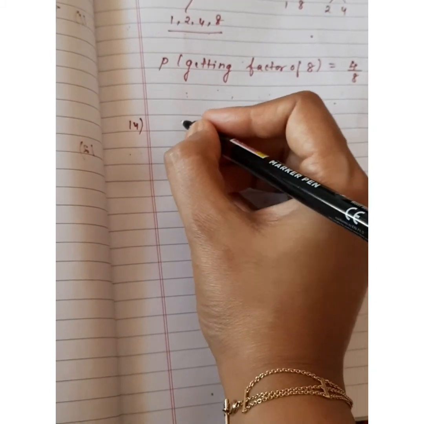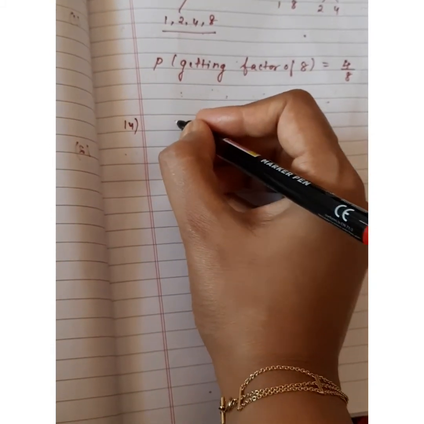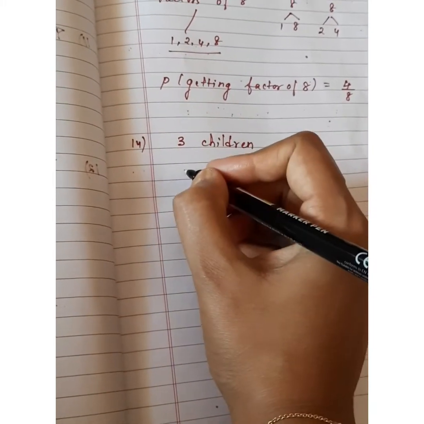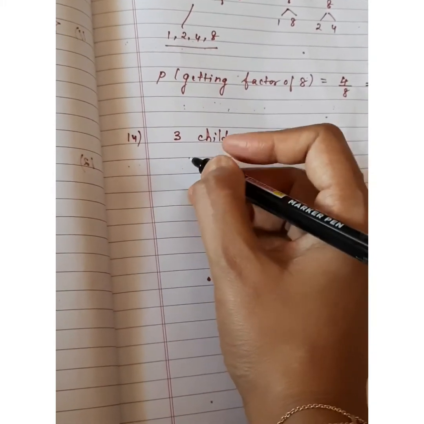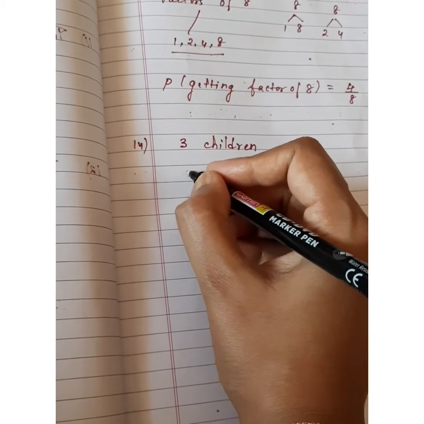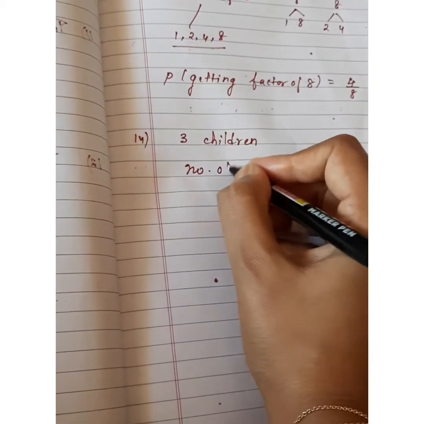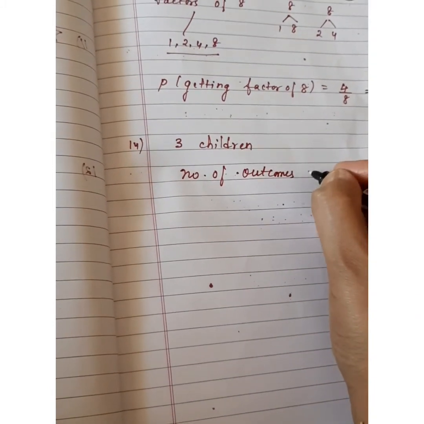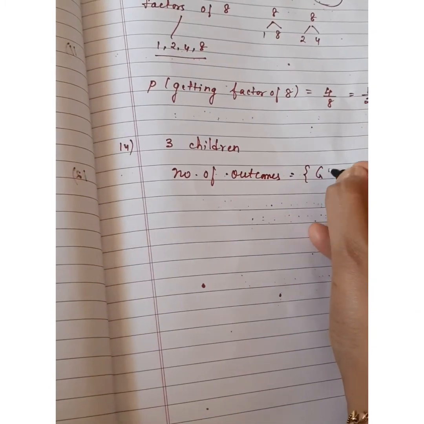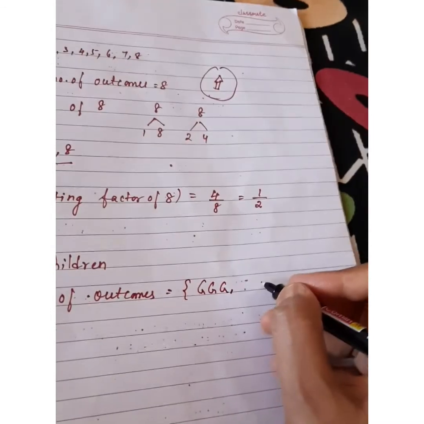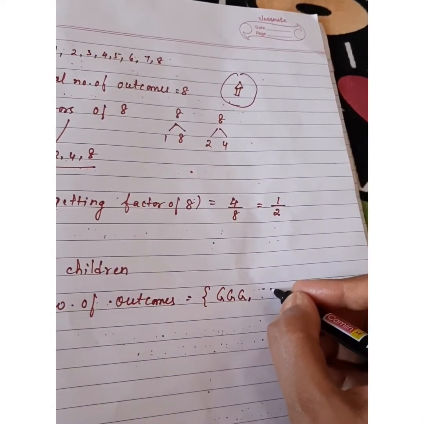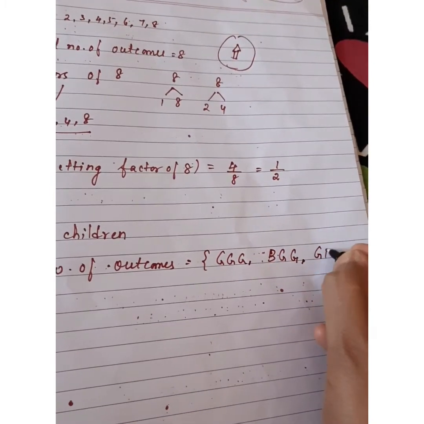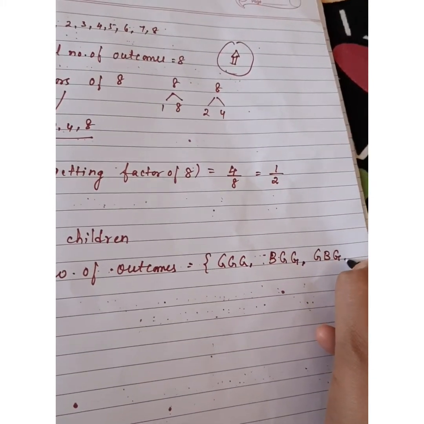Next question, number 14. Three children are there in a family. We have to see the probability of getting at least one boy out of it. So total number of outcomes, we have to see here what combinations work out. All three girls, or it can be boy, girl, girl. Can be girl, boy, girl.